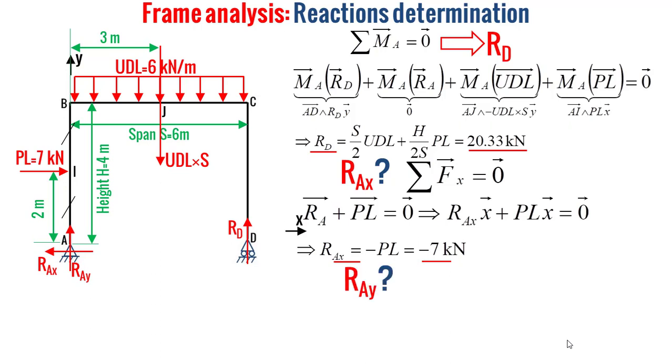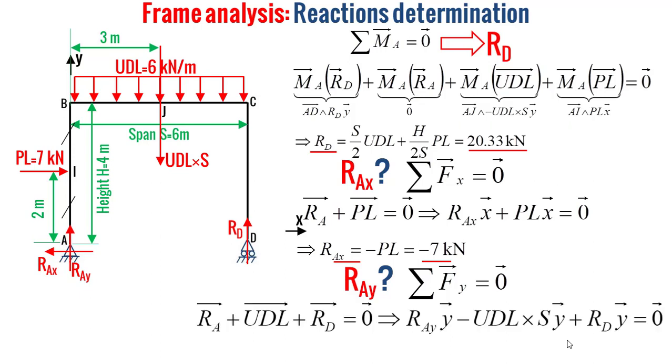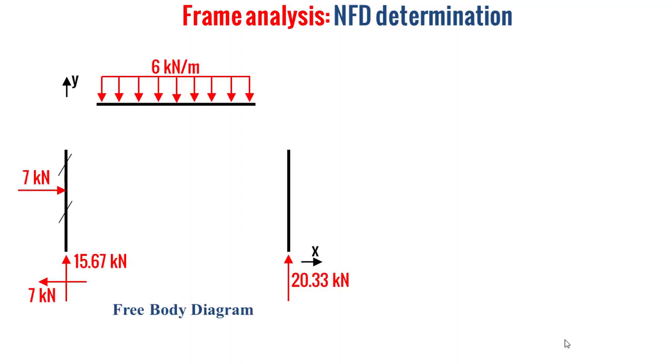Finally, in order to determine the reaction RAY, we will apply the static equilibrium equation of the forces along Y. When we apply this, we will find that the reaction RAY will be equal to the UDL multiplied by the span minus the reaction RD, which will give numerically 15.67 kilonewton as RAY.